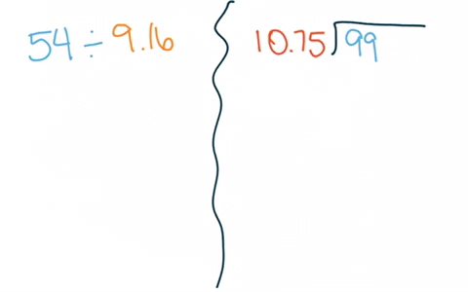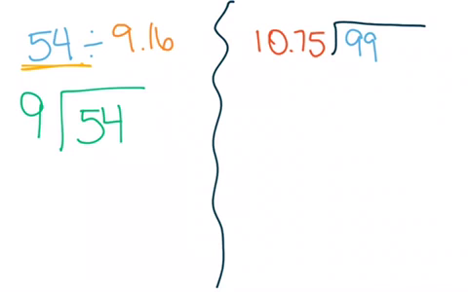Okay? All right, next up we have 54 divided by 9.16. Again, our first number is our dividend, so that goes inside our dividing symbol, okay? 9.16 is going to round to 9, and these are also compatible numbers. Again, 54 divided by 9 is a lot easier to do in your head than 9.16. So 9 goes into 54 6 whole times with no remainder. Perfect.